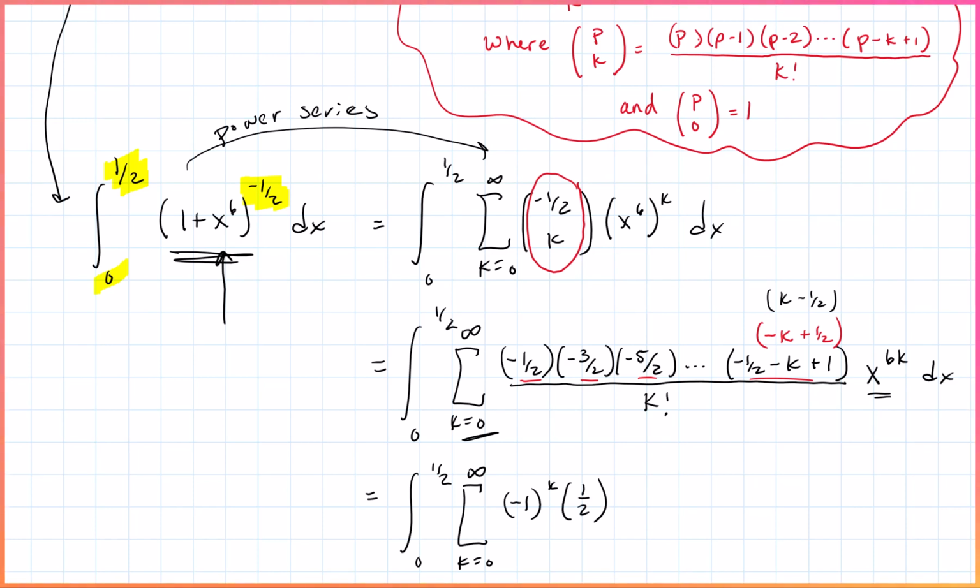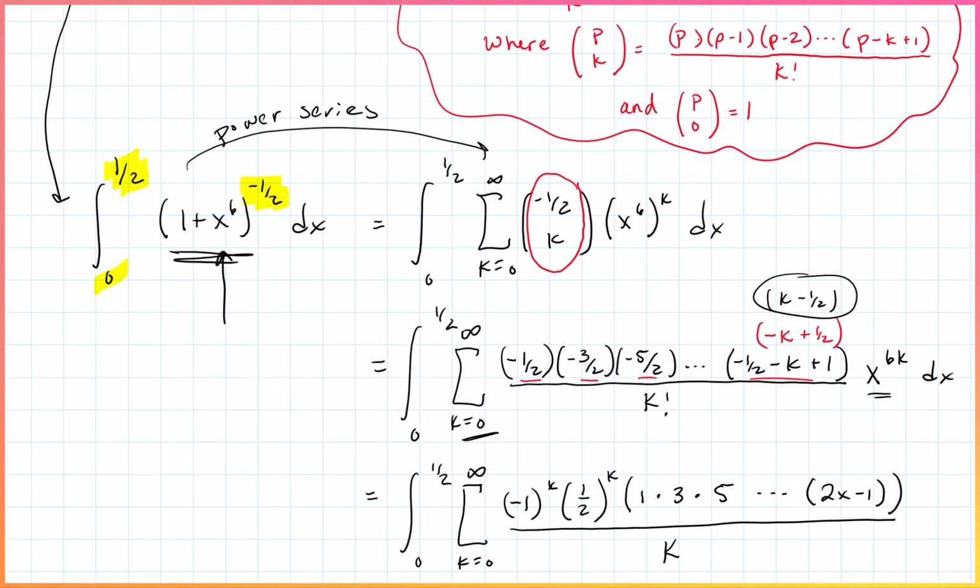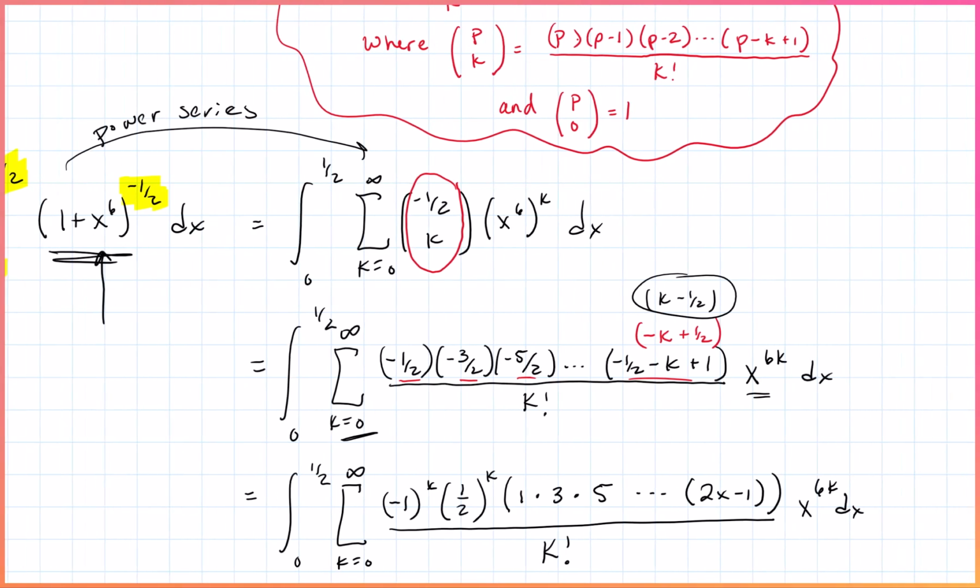So if I pull out a 1 half, I get 1 half to the k, and that leaves me with 1 times 3 times 5 all the way out until I get to, now I pulled a 1 half out of this k minus 1 half, so I get a 2k minus 1. And that is kind of a nice little simplification that we can then work with. Because again, remember, after we integrate, we're going to be plugging in some values. This dx is over here. Maybe we'll put our power series in parentheses. We still have to integrate.